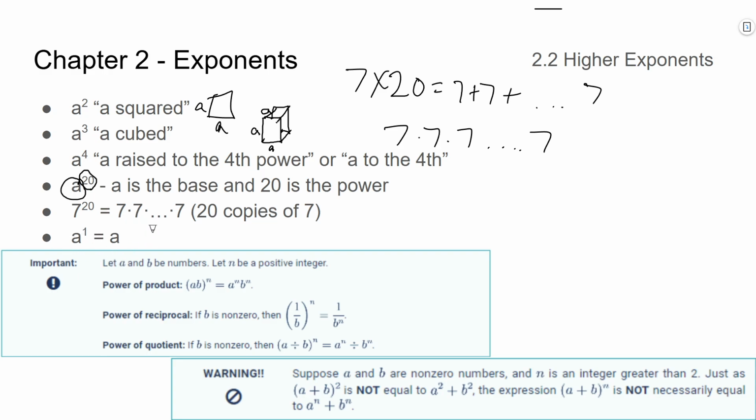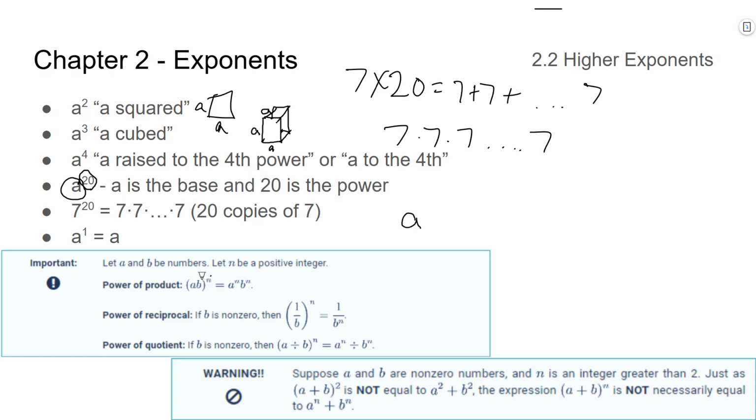All right, also another exponent fact here is anything raised to the first power is just going to be itself, because you're multiplying it how many times? You're multiplying it 1 time, so a, and then that's all you got. Not a times anything else, it's just a. So a to the first power is just a.